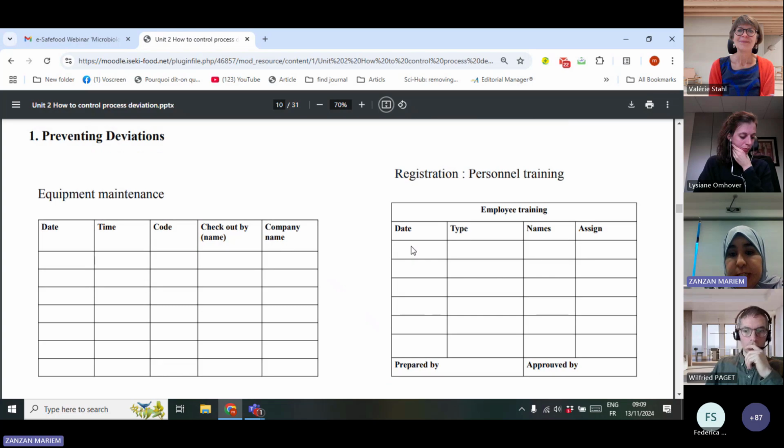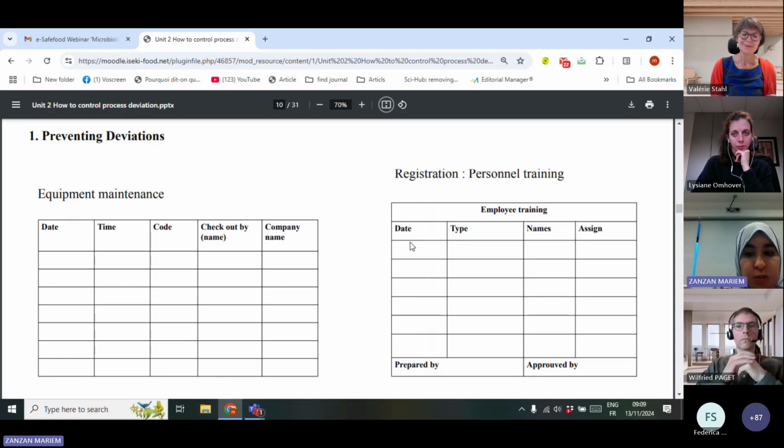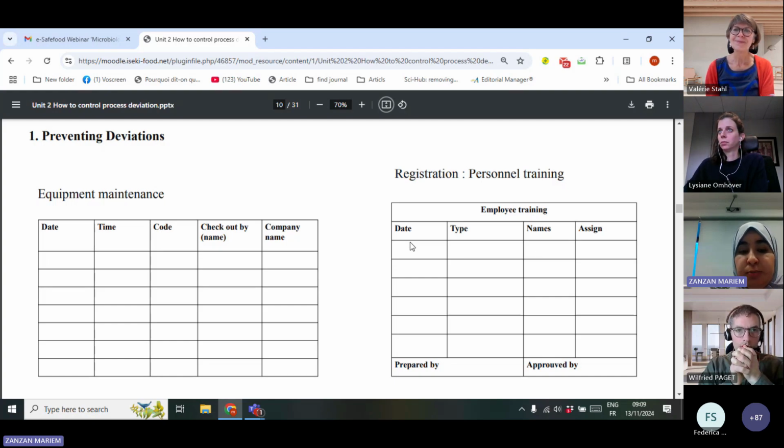Another example is the personnel training. The registration of personnel training highlights the importance of continuous training for the workers or for the staff. It's important in order to ensure that the employees know about their role and their responsibilities in maintaining product integrity.